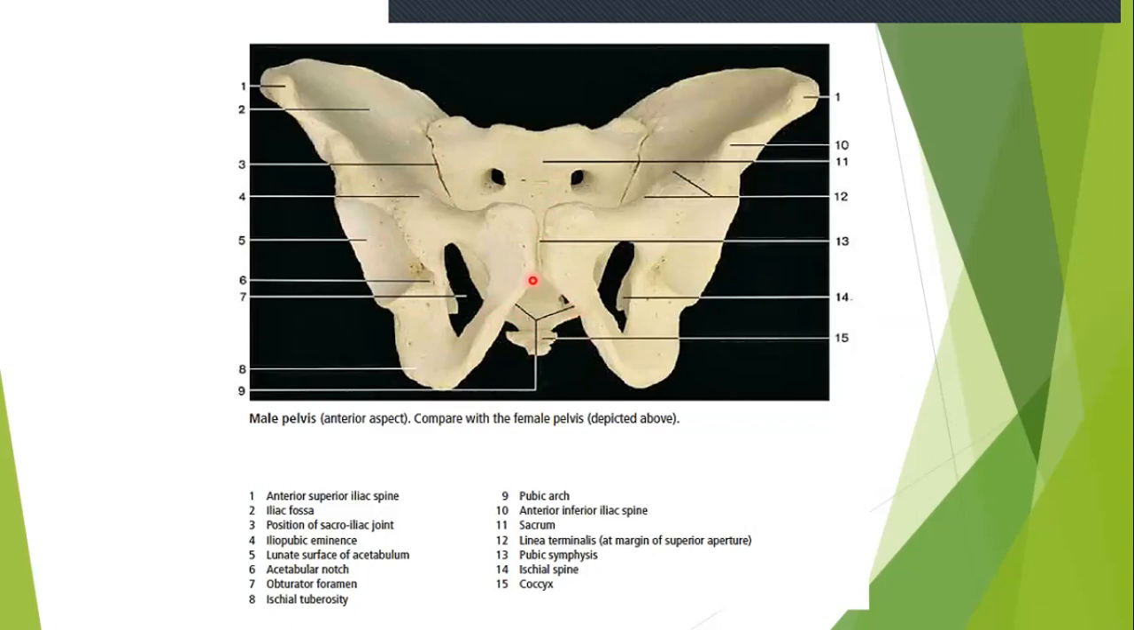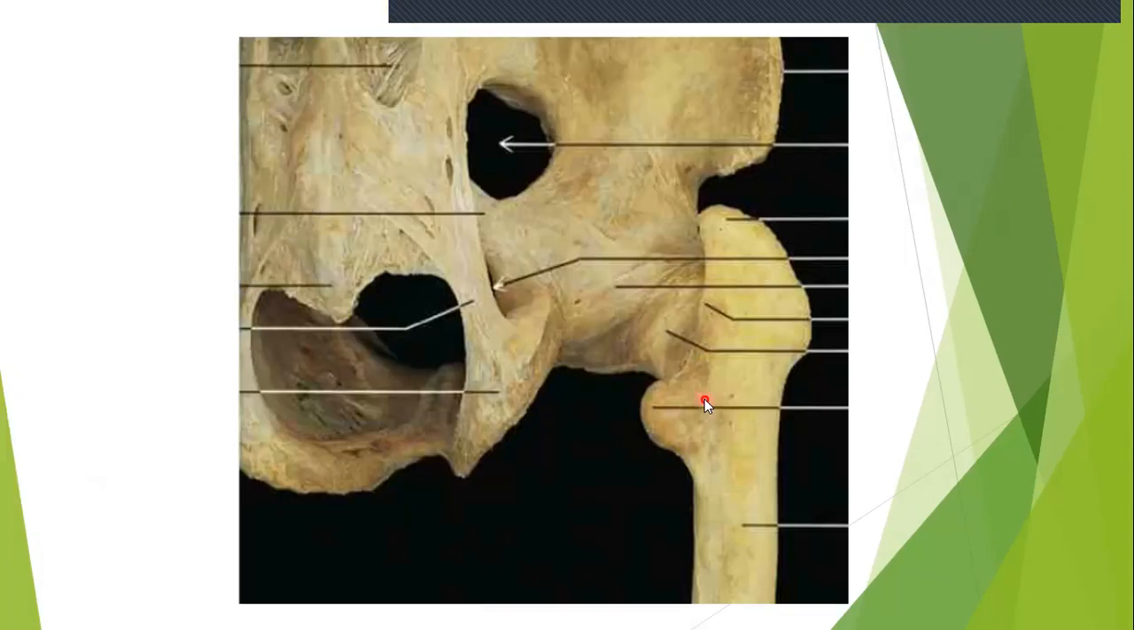Now, there is this angle here, the pubic arch. Okay, that is the pubic arch. Now, you can pause the video if you want to see those parts clearly. And let's continue. Now, this is the greater sciatic notch and the lesser sciatic notch.